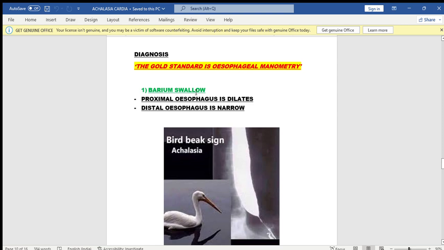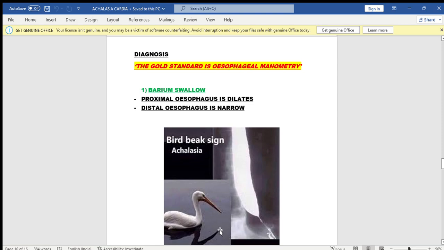If we do a barium swallow study, we will see that there is proximal dilatation of the esophagus. As I have told you, the lower esophageal sphincter is not relaxing, so the food is being pushed back. Over a period of time, there is dilatation of the esophagus, and the distal esophagus will be narrowed down, giving you an appearance of a bird beak. Now this is the bird beak.